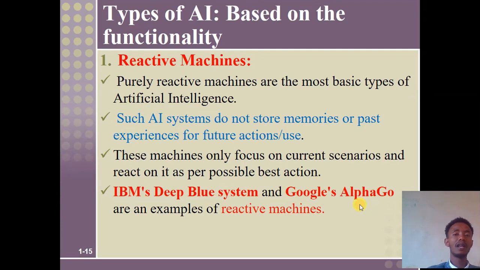Another one is based on the functionality. The second type, based on the functionality, the first one is reactive machine. Reactive machines are the most basic type of artificial intelligence. Such systems do not store memory or past experience for future actions.